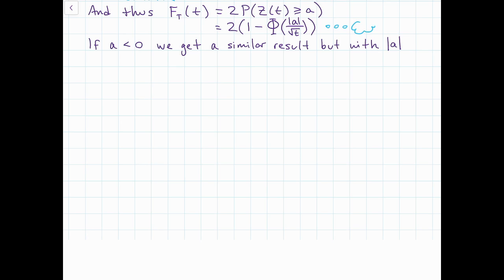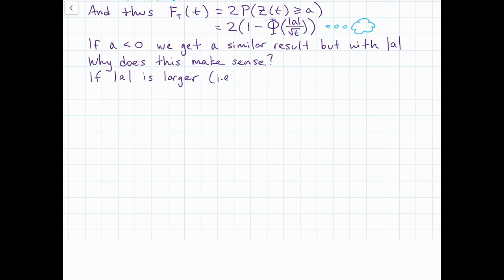If you wanted the probability density function of T, you could take the derivative of big F of t with respect to t, and you would need to use the chain rule. It would be a bit of a mess, but you could do it. Just be careful. I also want you to think about why this expression makes sense.